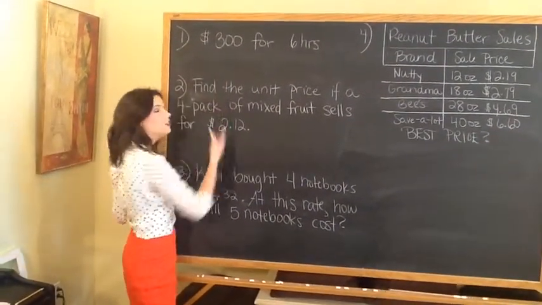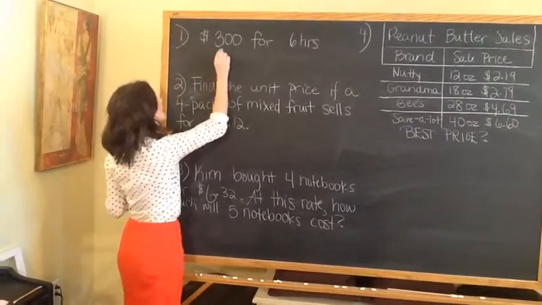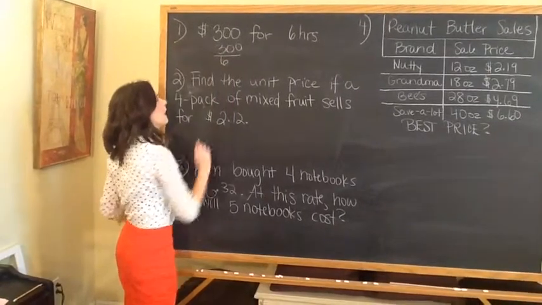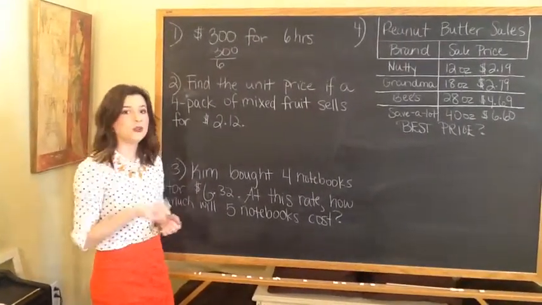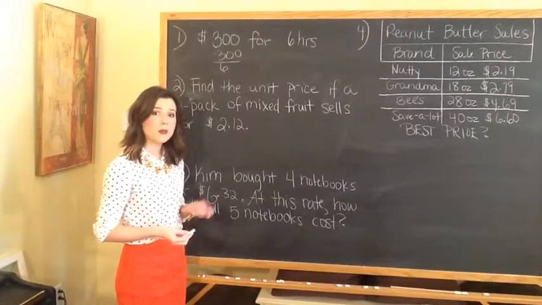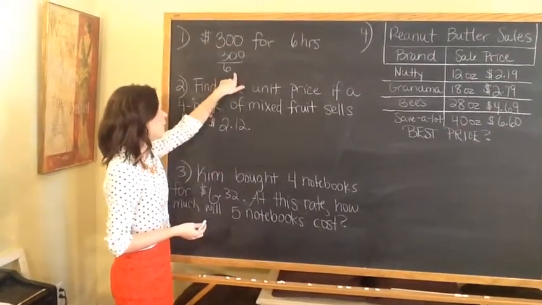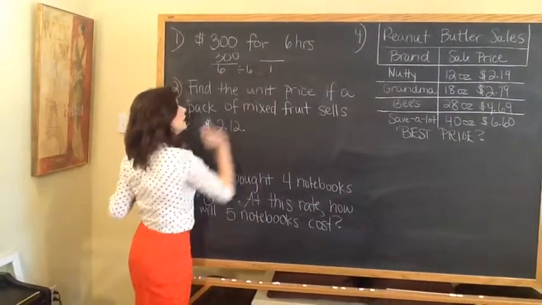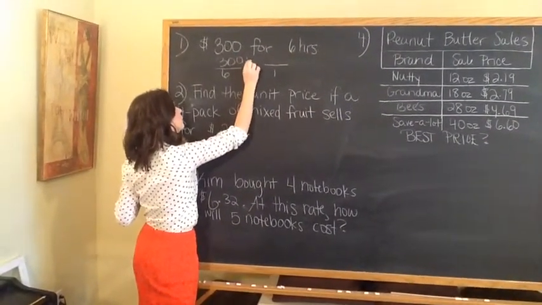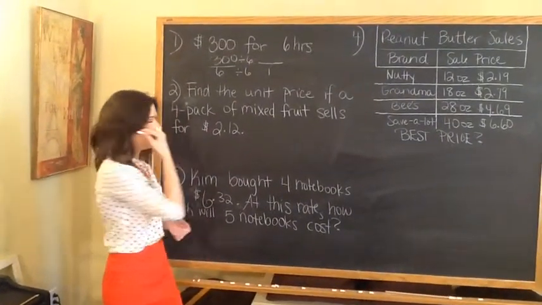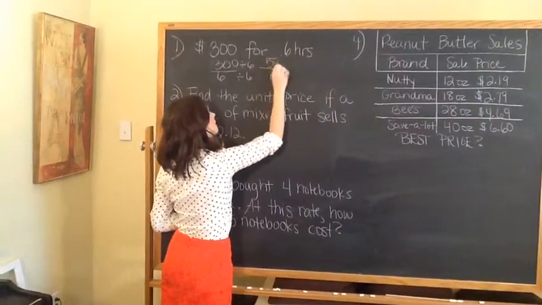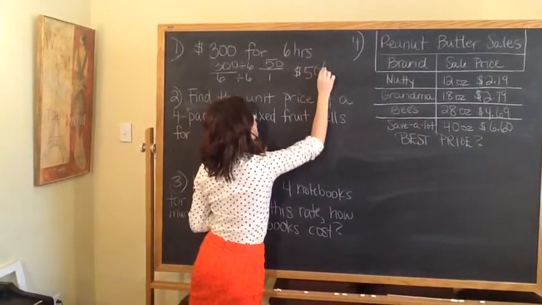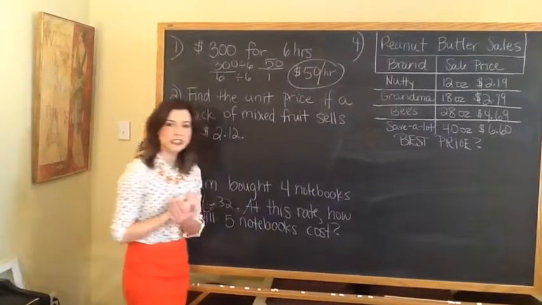First of all, we're going to have to write it in order. So we have $300 for 6 hours. Now we're going to simplify it to a unit rate. In order for it to be a unit rate, we want a 1 in the denominator. So we want to know for 1 hour. That means we're going to have to divide by 6 if we want a 1 in the denominator. So let's divide the numerator by 6 as well. 300 divided by 6 is going to leave you with 50. This is telling me that you're making $50 per hour. So that's our final answer.